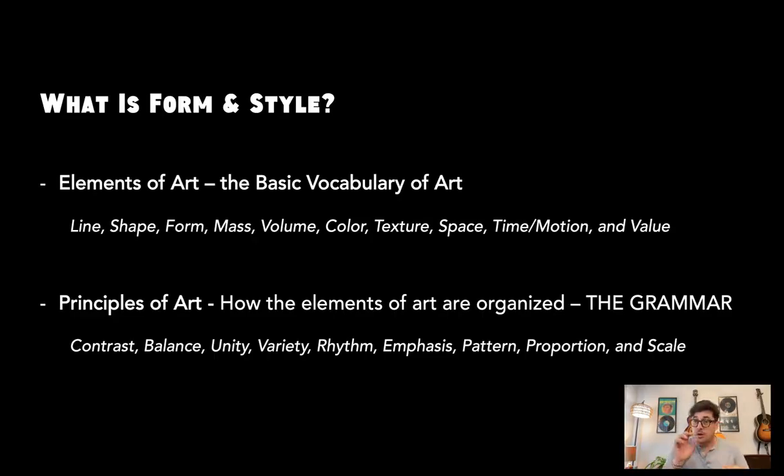So the elements are all of the parts and pieces, right? And the principles are how these things are organized. If we looked at it like writing a sentence, we can write all of the words we want in a sentence. Those are the elements of the sentence. But until those elements are placed in the proper order, we don't know what they're saying, right? That's grammar. So the grammar of art is the contrast, the balance, unity, variety, rhythm, emphasis, pattern, proportion, scale, all of these different concepts that we'll be looking at and discussing.